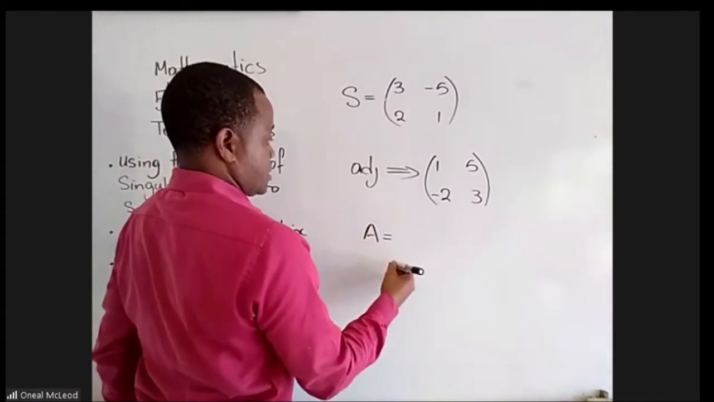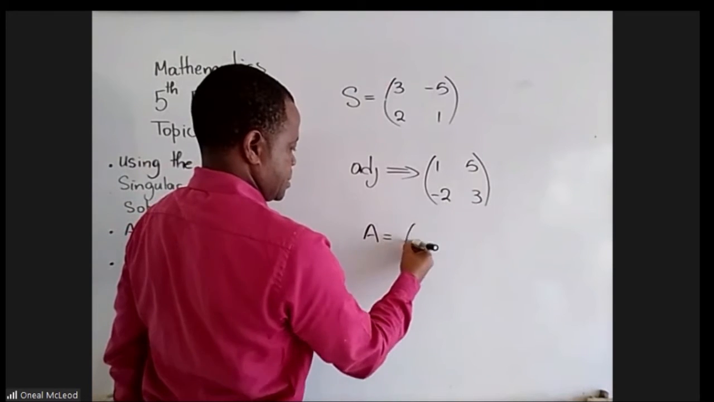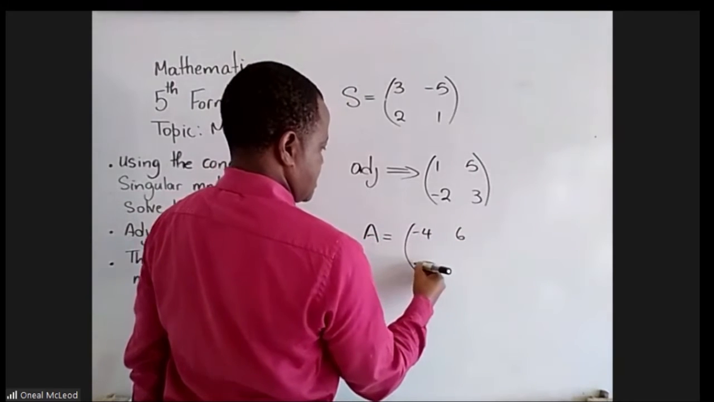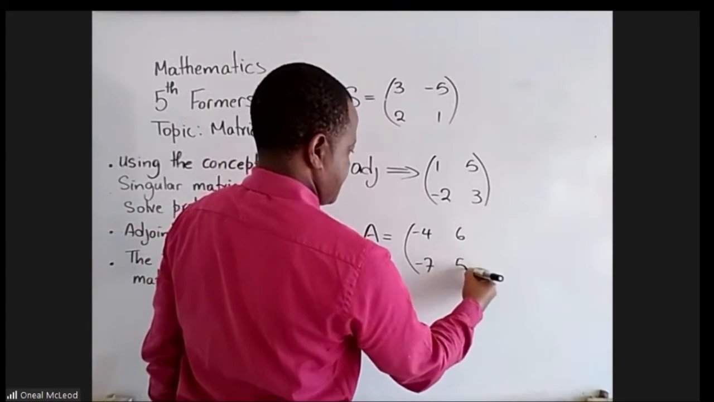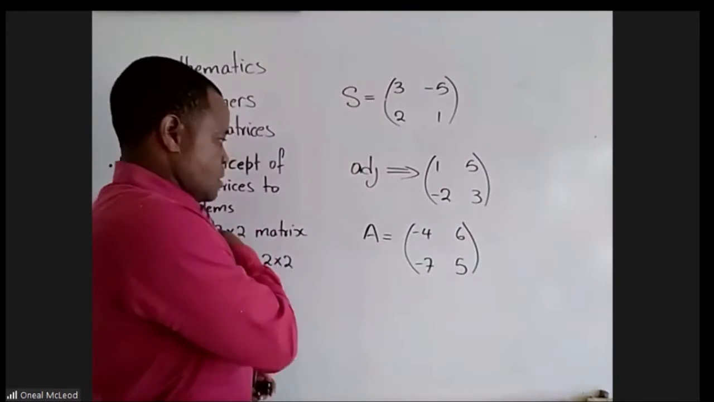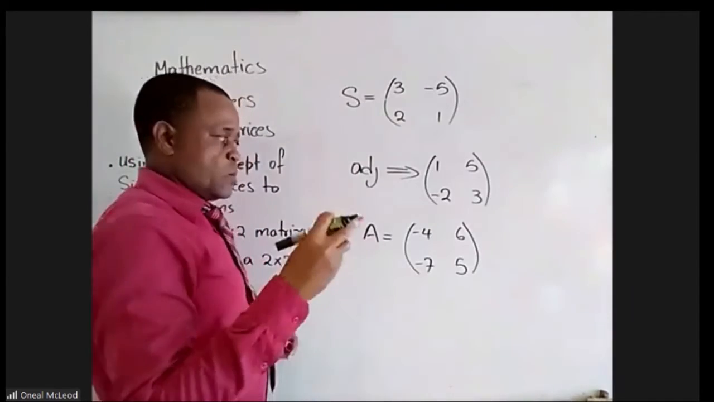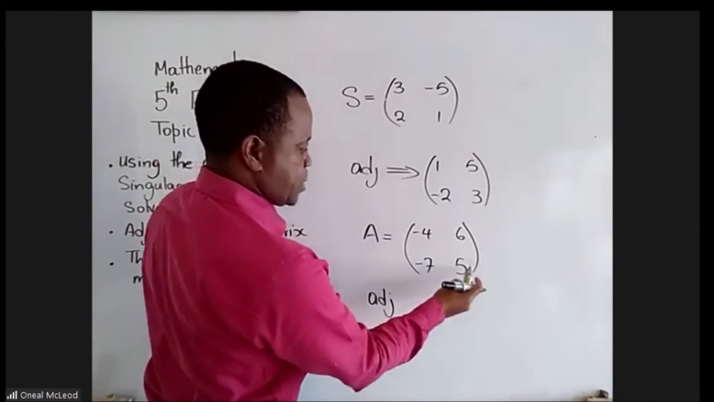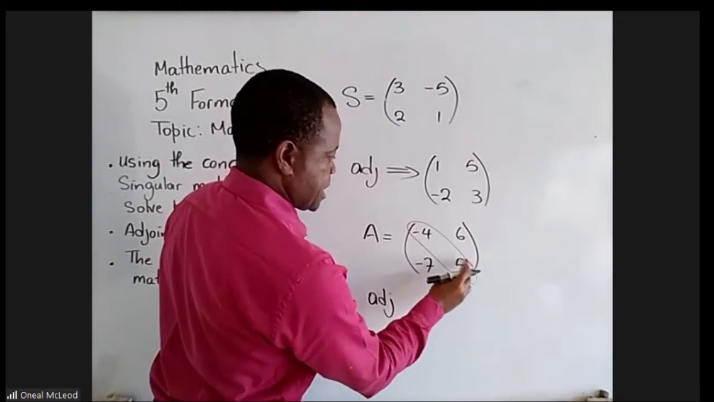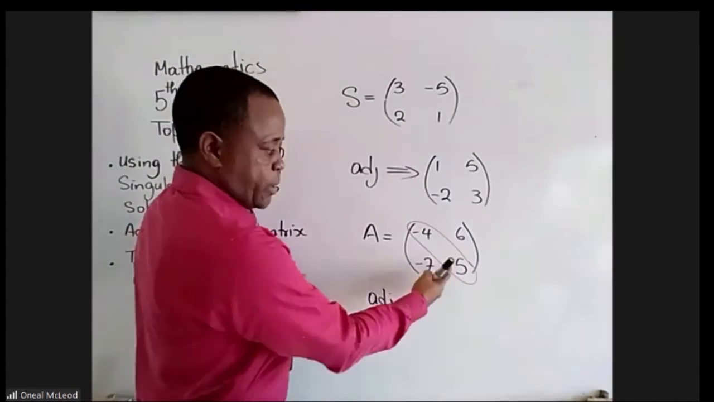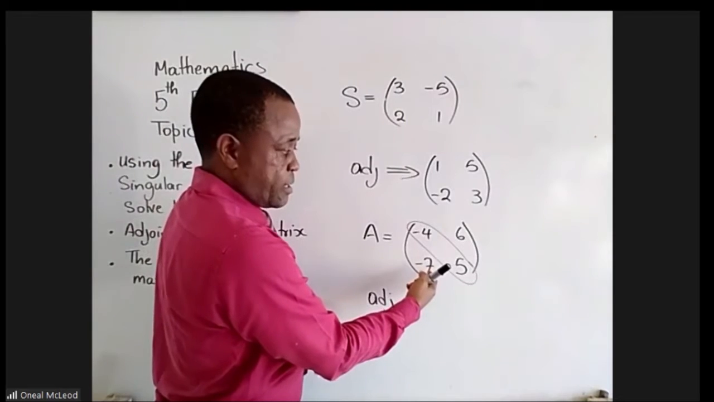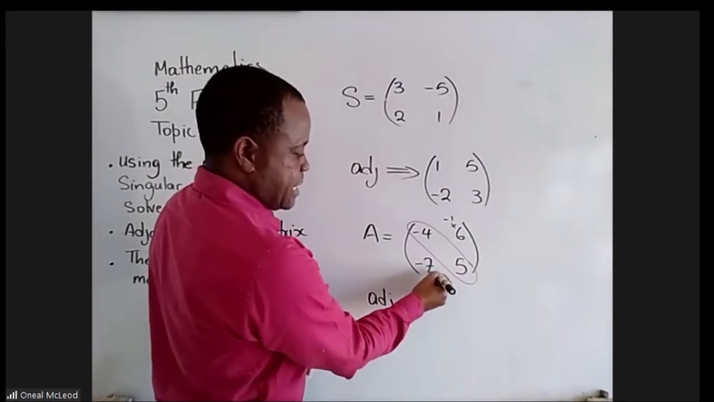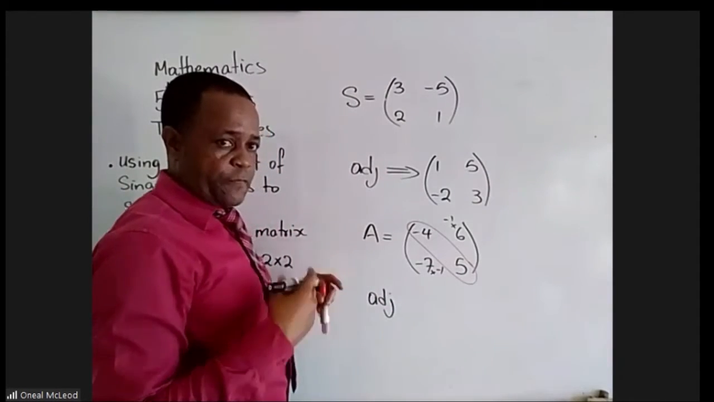A is equal to -4, 6, -7, and 5. Now, please remember, students, that to find the adjoint for this matrix, all we're doing here is interchanging those two. So we're interchanging the leading elements there. And I must multiply this element by -1 and this element by -1. That's what we're doing to find the adjoint.